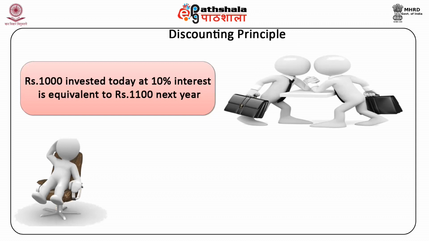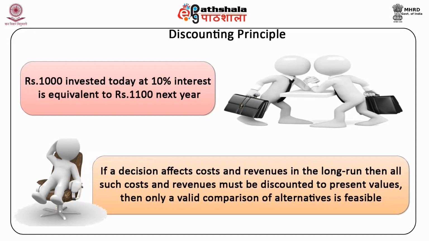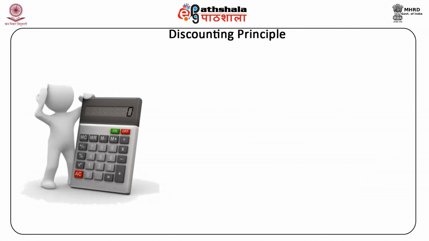Discounting, therefore, can be defined as a process used to convert future value into an equivalent present value. That is, the principle states that if a decision affects costs and revenues in the long run, then all such costs and revenues must be discounted to present values, and then only a valid comparison of alternatives is feasible. The discount rate is the obverse of the interest rate.